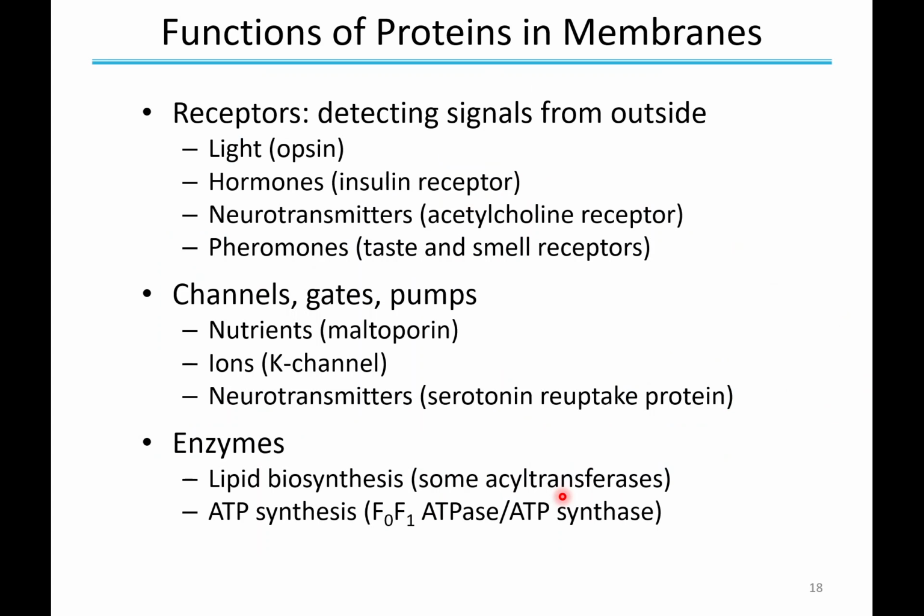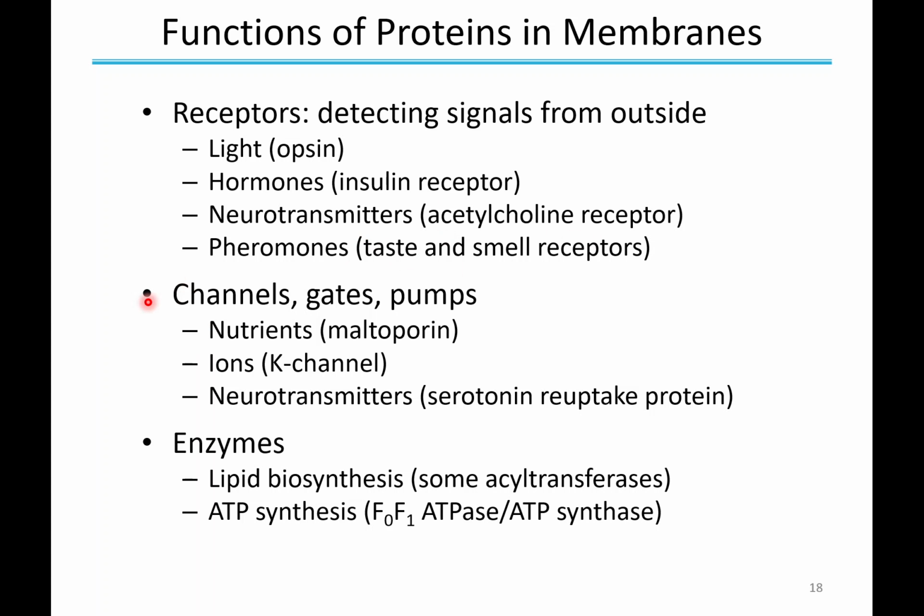Okay. So some functions of proteins that are in membranes. Well, you can have receptors, and those detect signals from outside the cell. Some various receptors are shown here, some examples. A light receptor known as opsin. You can have hormone receptors like the insulin receptor. The acetylcholine receptor is an example of a neurotransmitter receptor. Pheromones, things like taste and smell receptors would be examples.